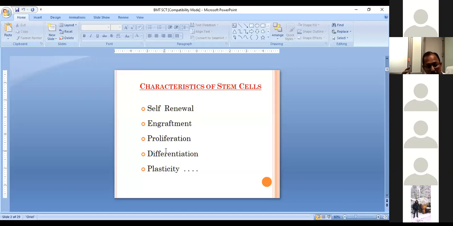So this is a very harmonized process, well controlled: there is genetic control, control by the nutrients, control by the growth factors, and then gene control also. So the potential of the stem cells to have self-renewal, engraftment, proliferation, and differentiation, these four characteristics are the basis of a successful hematopoietic transplant.